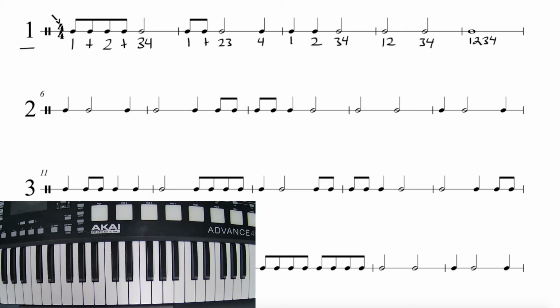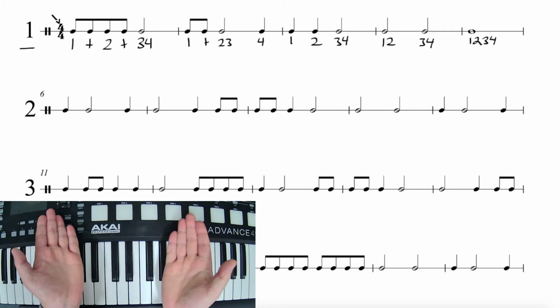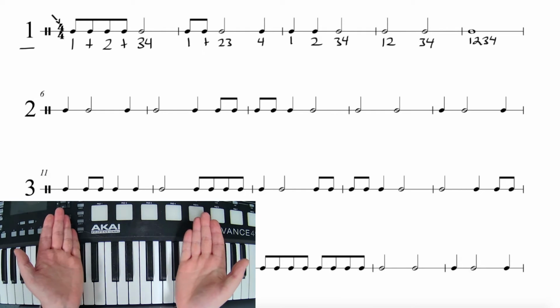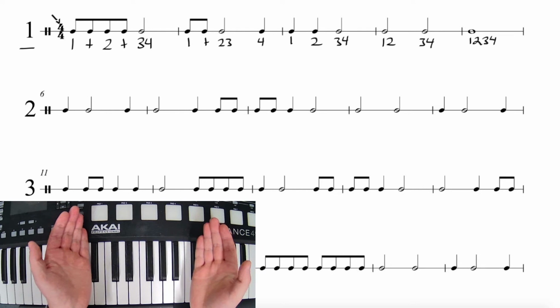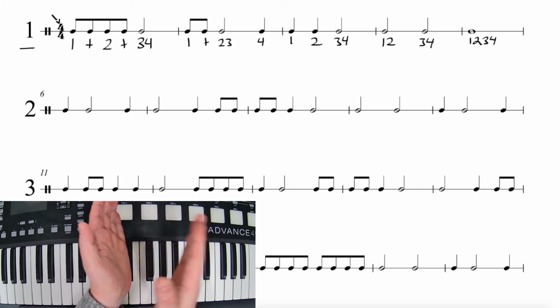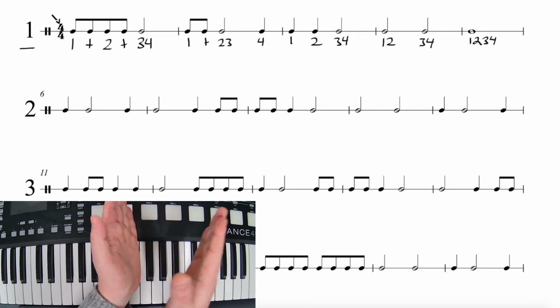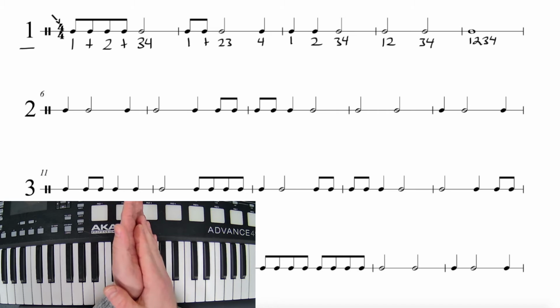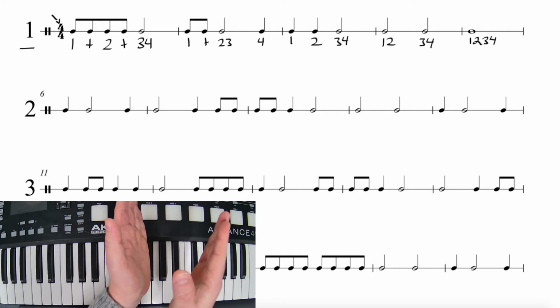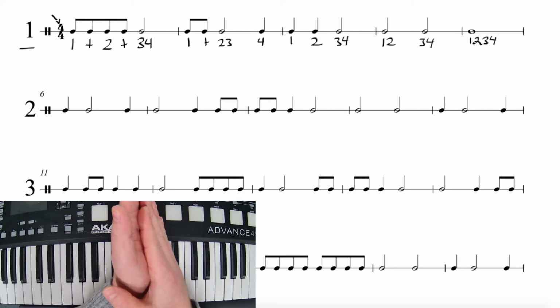Next up, we have our counting and clapping together. Here's our metronome. Here's my hands. You can see them. You're going to clap and count along with me. So here we go. Number 1. 1, 2, 3, 4. 1 and 2 and 3, 4. 1 and 2, 3, 4. 1, 2, 3, 4. 1, 2, 3, 4. 1, 2, 3, 4. Done.